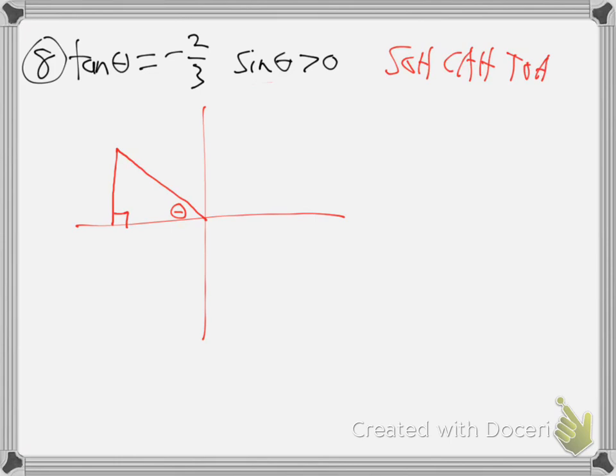So you know what I mean? So tangent, TOA, this is opposite and adjacent, isn't it? From the TOA fact. So in this triangle, this is the adjacent side. This is the opposite. This is the hypotenuse. So put that into the triangle.